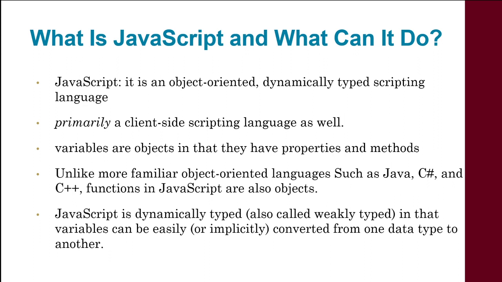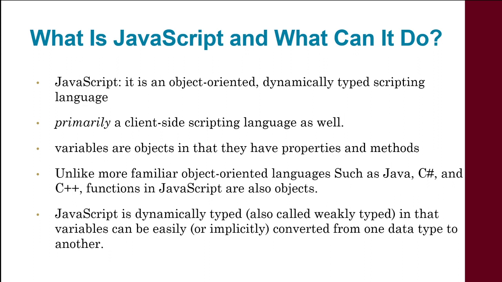Variables, this goes back to the object-oriented. Variables are objects, and they have properties and methods. We'll go over that a little bit more when we go over functions. And then if you are familiar with Java, C#, C++, in those, functions are not objects. They are their own separate things. But in JavaScript, functions are also objects. So that means that they have properties and methods as well.